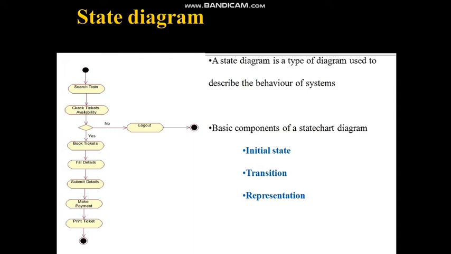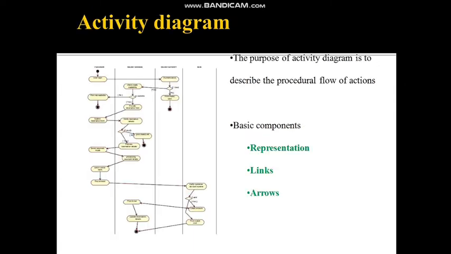Finally, we use a filled circle within a circle to represent the final state of the diagram, as shown in the logout. Next to the logout, a circle is filled inside a circle. So first a filled circle is the starting point, then we search for train and we check ticket availability. If yes, it continues. If no, we should log out. So the final point is the circle inside the circle. This is the end point. So this is about the state diagram. Next thing is activity diagram.